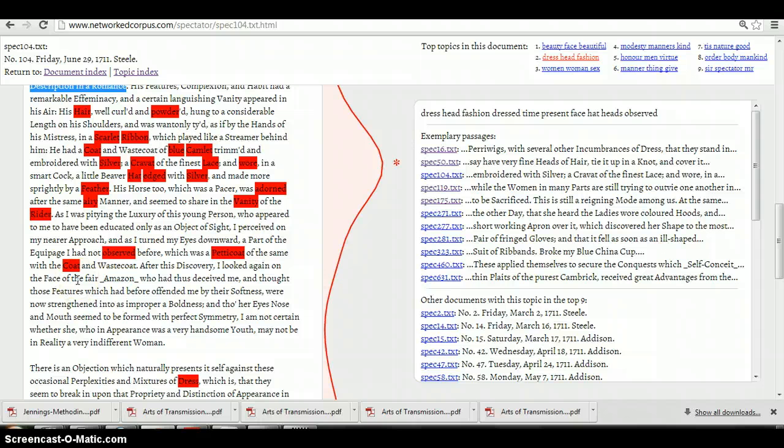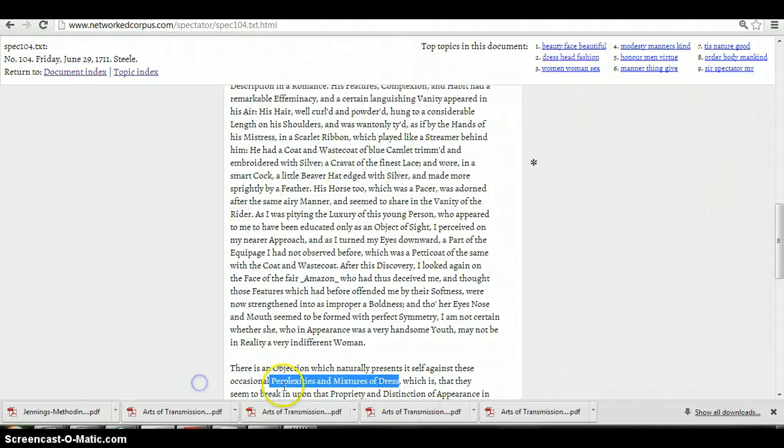At the end, he concludes that he's not sure whether this was a very handsome youth or, in reality, an indifferent woman. So this becomes a rare moment when this topic that captures discussions of fashion in women is actually referring to a moment where there's an ambiguity or androgyny, mixtures, these perplexities and mixtures that the letter writer refers to.